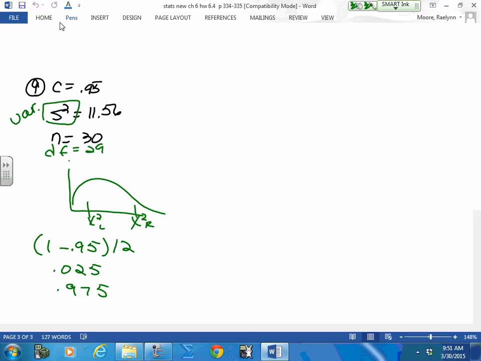On table 6, you go across the top. It's symmetric about the middle. 0.025 and 0.975 come down to degrees of freedom 29. Find your point. Find your critical values. If you don't have a table, it is on page A19.